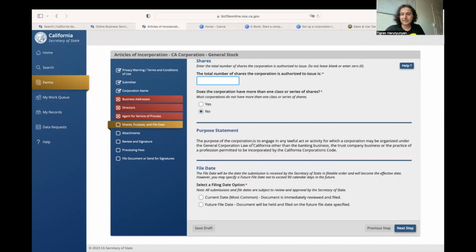Now, there's a general purpose statement that your corporation is built to engage in lawful activity. And then here, the filing date is the current date, most commonly. In some cases, you may want your corporation to be available in the future. For example, if it's December, you don't want to file a tax return for just one month. You just put a future date of January 1st and you don't worry about anything for that specific year, right?